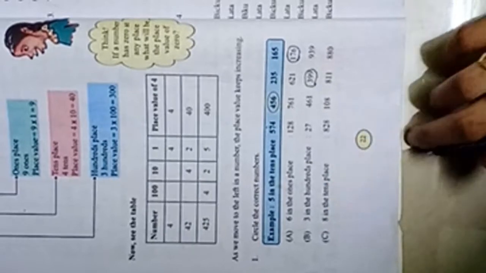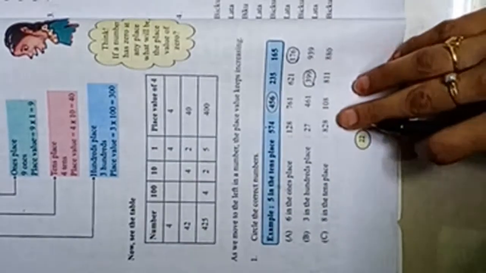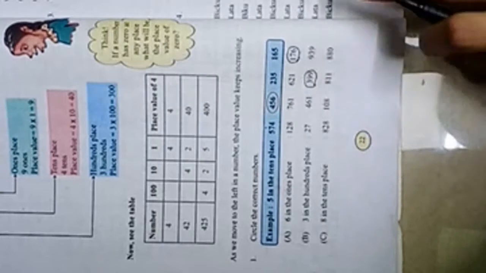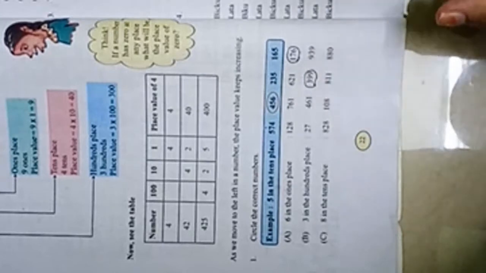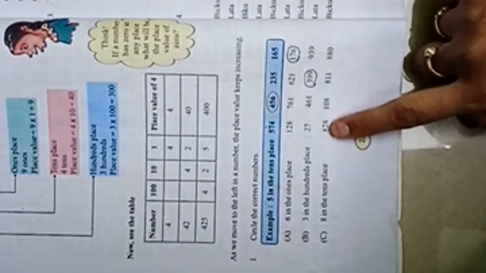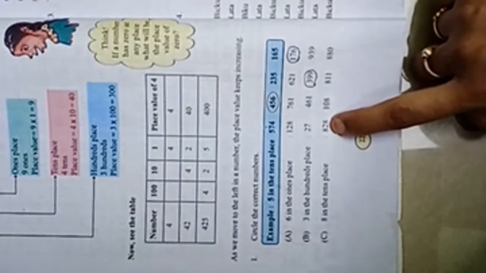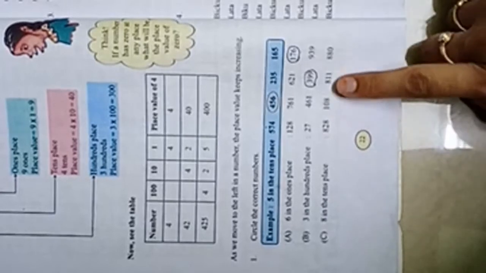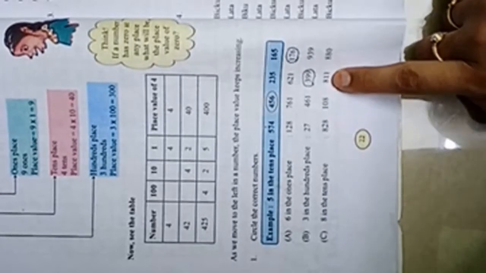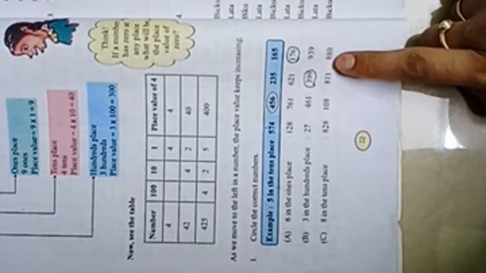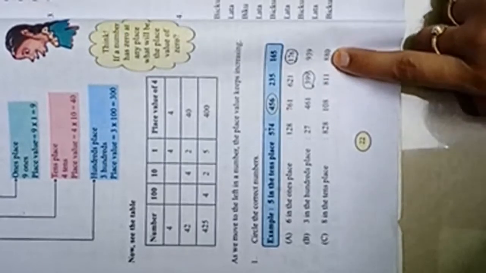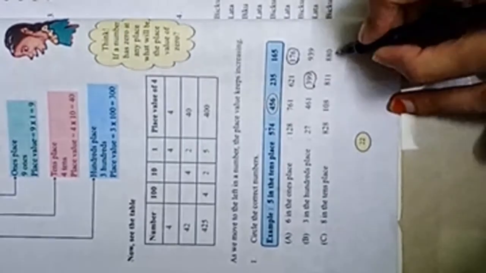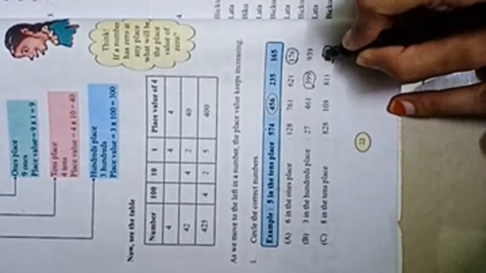8 in the tens place. Now carefully observe only tens place number. So here 828. 2 is there in tens place. 108. 0 is in tens place. 811. 1 is in tens place. 880. 8 is in tens place. So this is the right answer. Circle it.